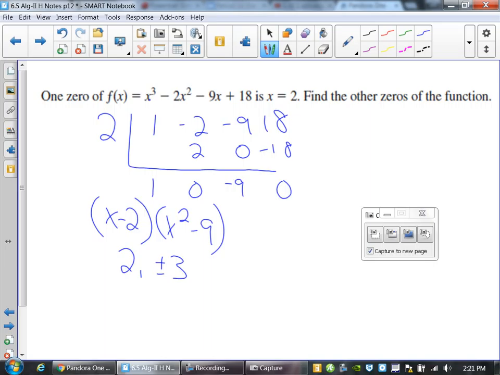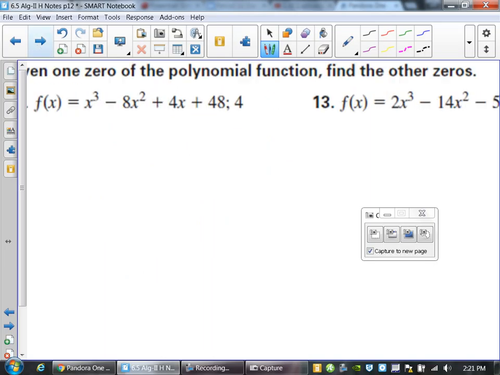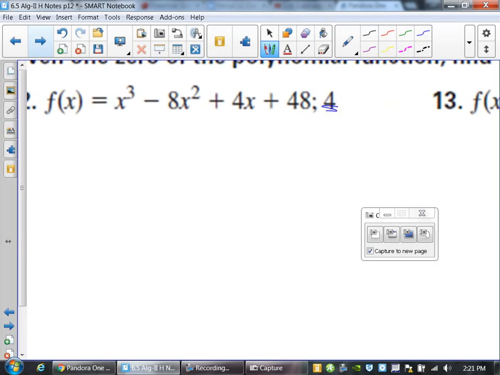It's really weird. All right, let me show you what happens. Oh, you can't figure out what was there. Let me show you what happens if you don't know a starting point. Yes, I know, thanks. So if I'm going to start with this one, I've got x cubed minus 8x squared plus 4x plus 48.